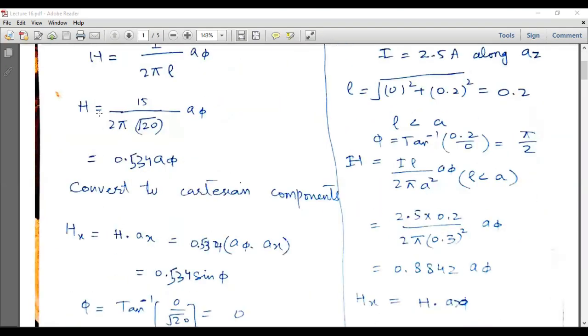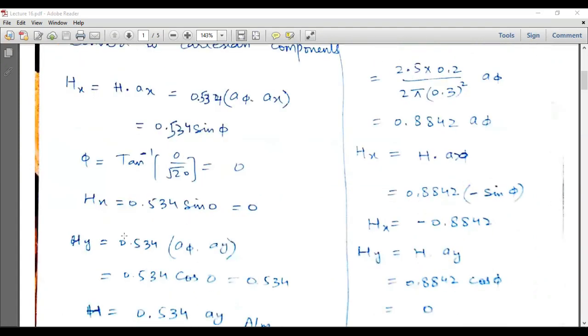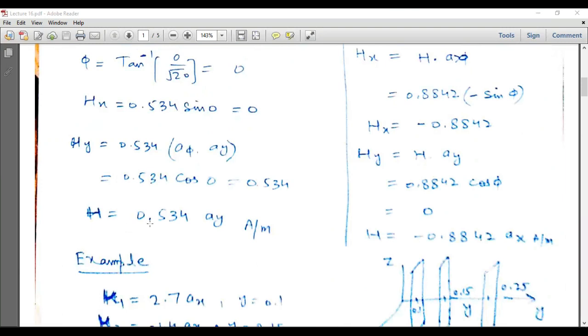so we can convert it to Hx and Hy components, and Hx is equal to H dot ax, so that will be equal to this term into a phi dot ax, which is equal to minus sine phi, and phi is equal to tangent inverse y over x, and it is equal to 0, so Hx will be equal to 0. Similarly, Hy will be equal to this term into a phi dot ay, and it is equal to 0.534 cos of phi, right? a phi dot ay is equal to cos phi, so it will be cos 0, and Hy is equal to 0.534, so H will be equal to 0.534 ay amperes per meter.